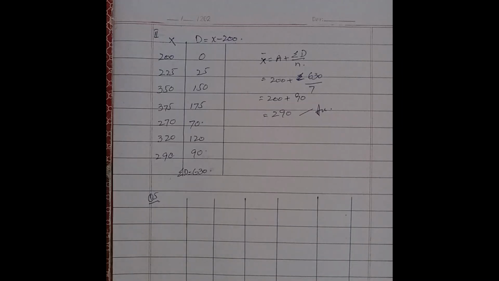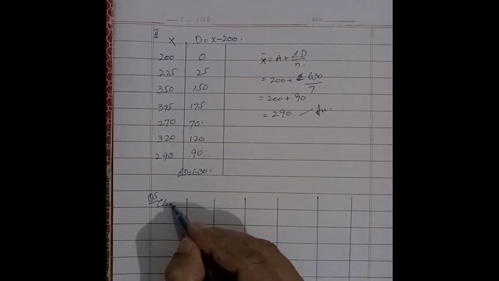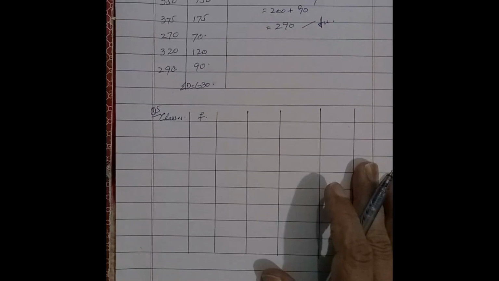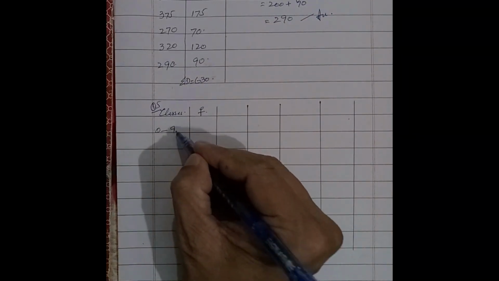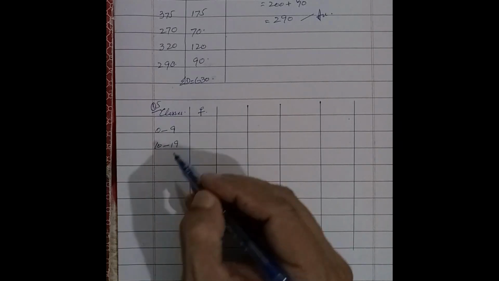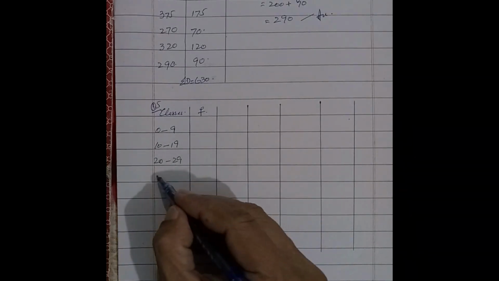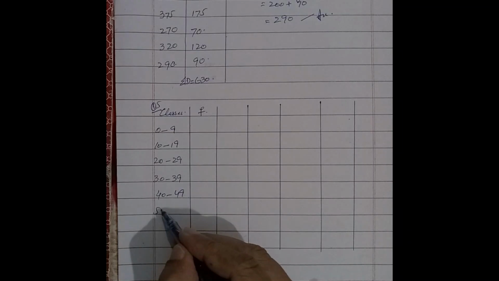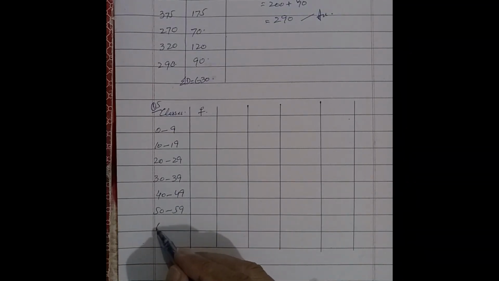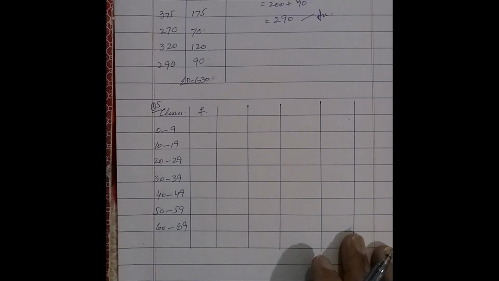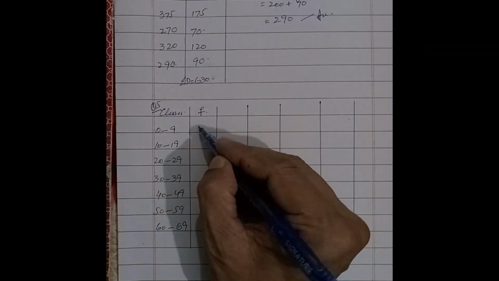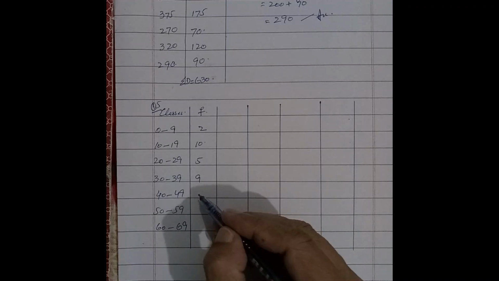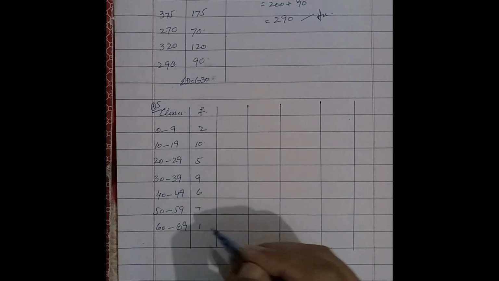First we write it classes or group, and next is frequency. Write the value. It is 0 to 9, 10 to 19, 20 to 29, 30 to 39, 40 to 49, 50 to 59, 60 to 69, and the frequencies are 2, 10, 5, 9, 6, 7, and 1.